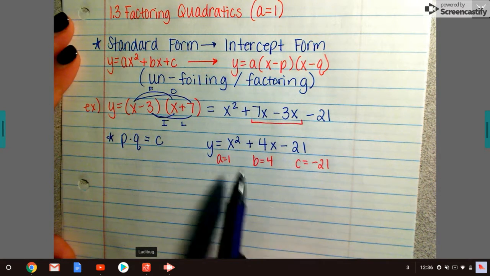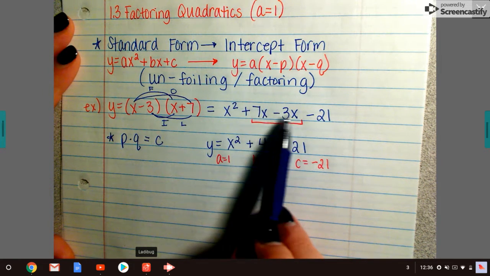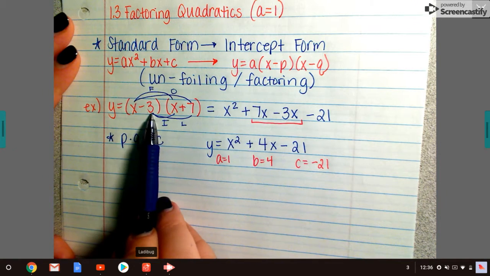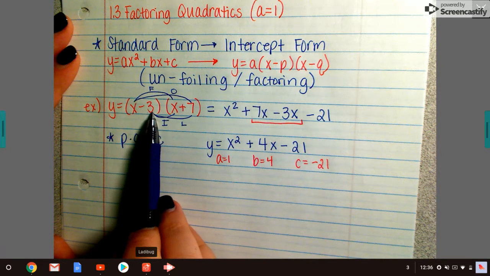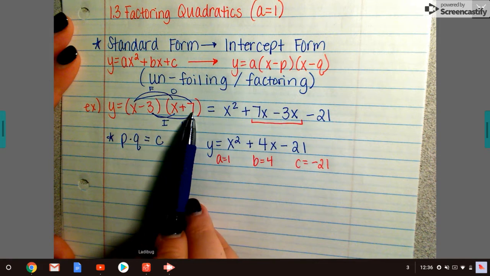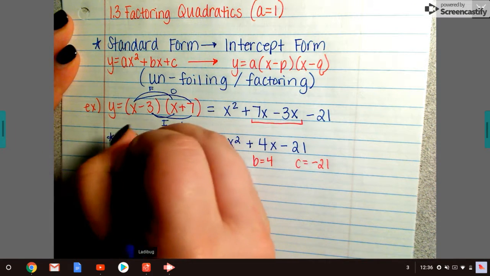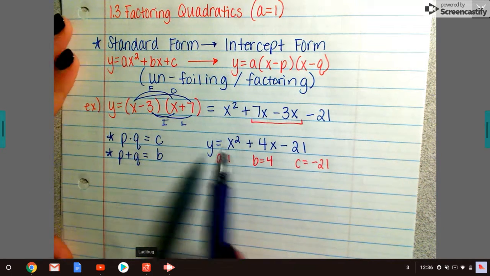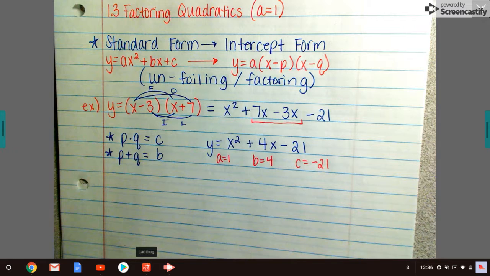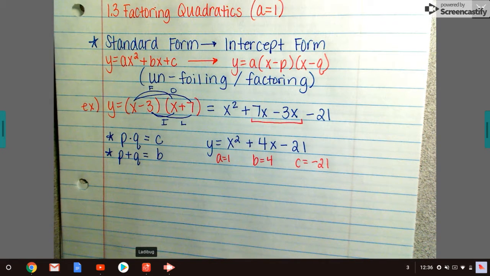The other thing we know is that this number 4x, the b, was found by adding up the p and the q. If you add these up, negative 3 plus 7 gives you 4. So p plus q equals b. And then the a stays the same in both, which is 1 in all of these. So these are the two things we're going to have to work through. Let's start with an example in order to do that.